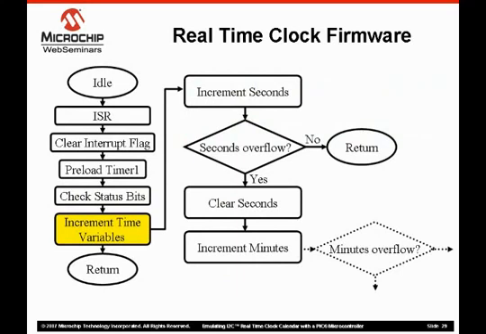The final step in our firmware is to increment our time variables. Because our time base is 1 second, the first time data that is incremented is seconds. If we reach 60 seconds, we must clear seconds and then increment our minutes. So we have to step through all our time data if we roll over, and we check each variable and determine if they have overflowed. If they haven't overflowed, then you can return from the ISR. But if they have overflowed, you need to increment the next time data value and clear the one that just overflowed.